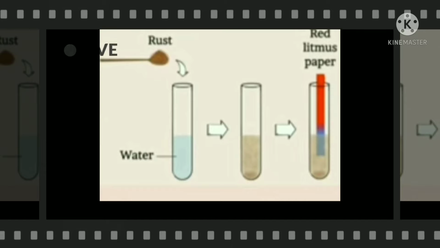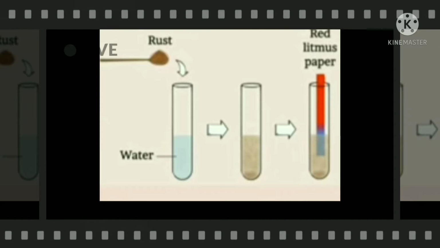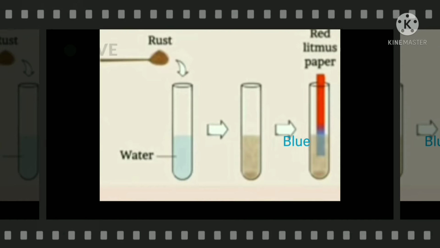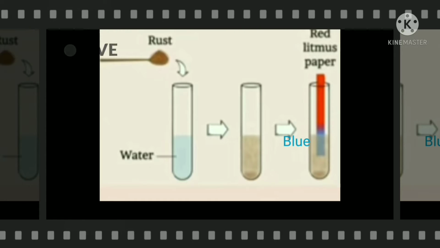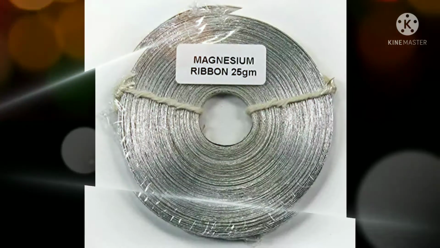Dip red litmus paper in it. Red litmus paper turns blue. This shows that metal oxide is basic in nature.